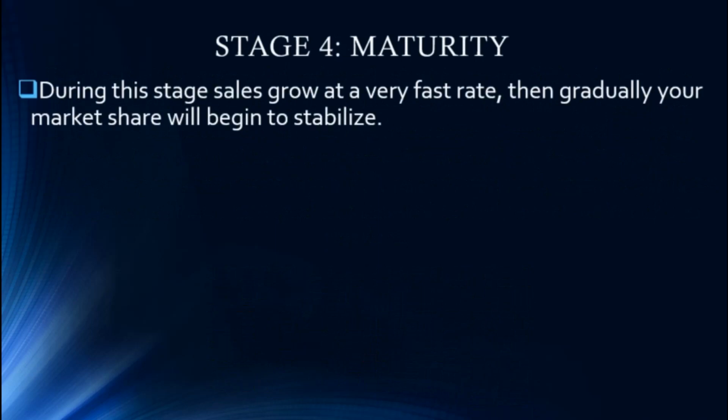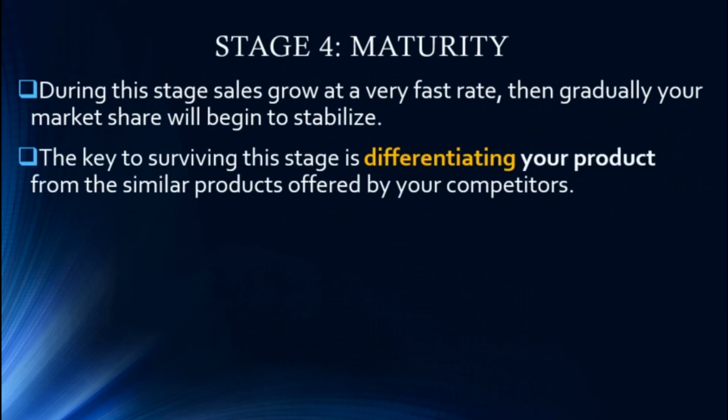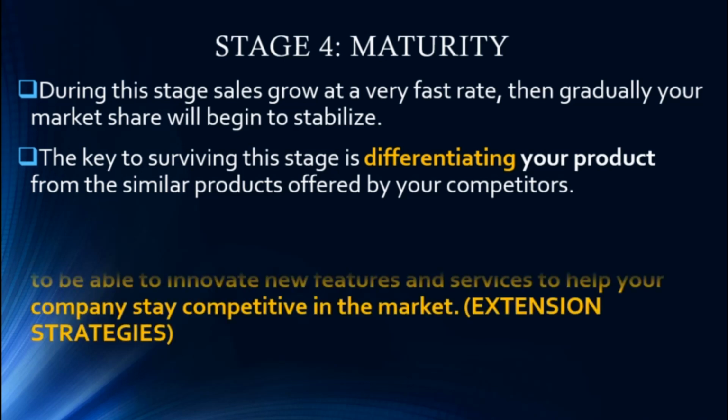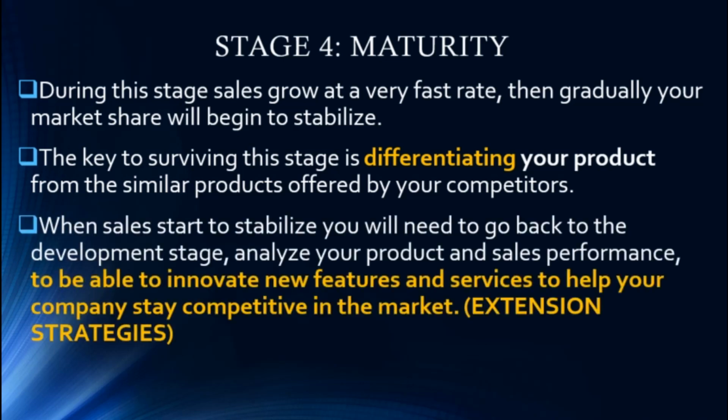The next stage is maturity. During this stage, sales grow at a very fast rate. Then gradually your market share will begin to stabilize. The key to surviving this stage is differentiating your product from the similar products offered by your competitors. When sales start to stabilize, you will need to go back to the development stage, analyze your product and sales performance to be able to innovate new features and services to help your company stay competitive in the market.